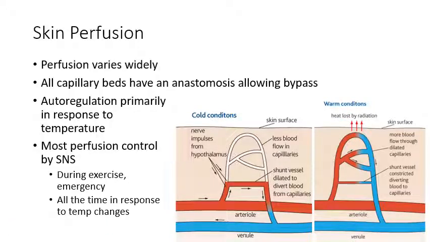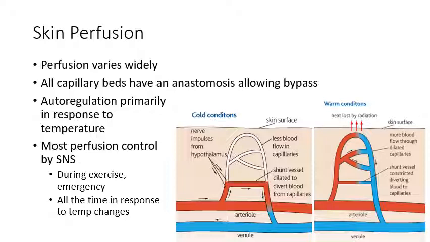So when the sympathetic nervous system activates, of course, that's going to vasoconstrict vessels in the skin, including those anastomoses, so you'll have less perfusion of the skin. That occurs when it's cold, also when you're exercising or during an emergency, anytime that you have a strong SNS activation, that effect will occur, which is why you look pale in the cold.